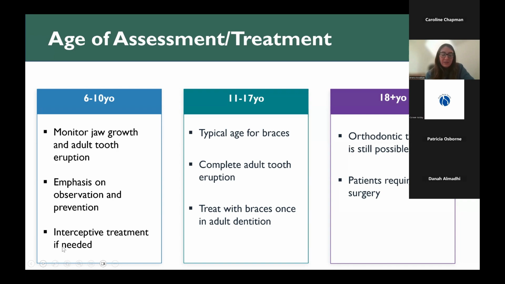I say 11 to 17, but one of the things we know about OI patients is they're often dentally delayed. So whereas a patient might have all of their teeth through at the age of 12, an OI patient, it might be 15 or 16 or later. Then we have the adult cohort. So if you're 18 plus, orthodontic treatment is still very much possible. But within the NHS and within the hospital service, we usually only treat the patients that are going to have jaw surgery. Next slide, please, Caroline.